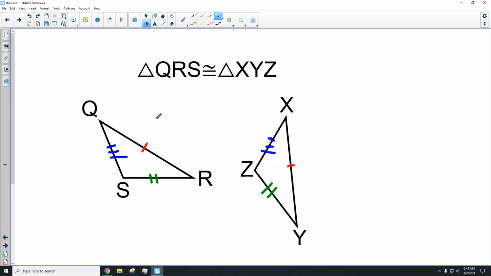Also, if I would have said that side QR was 5, which I guess I could match up the color, then XY would be 5. If SR was 4, YZ would be 4. And if QS was 3, so would XZ be. That's basically what those are meaning.